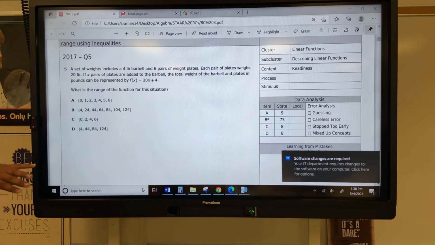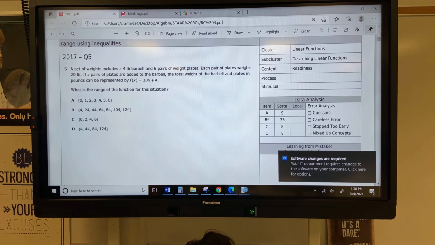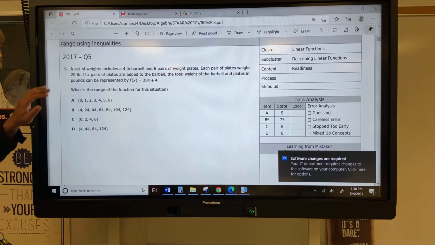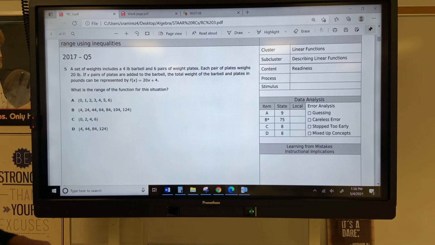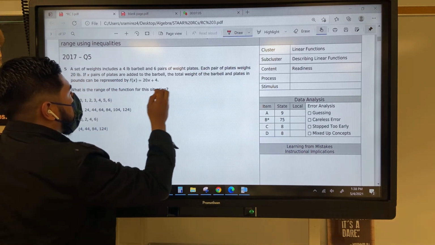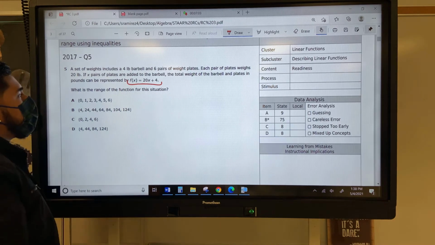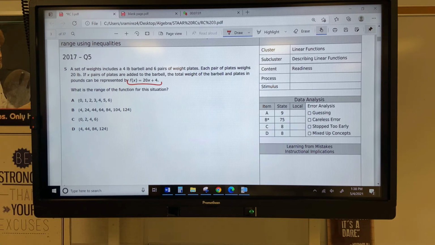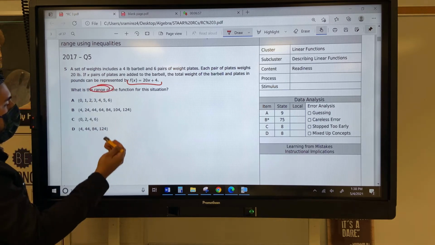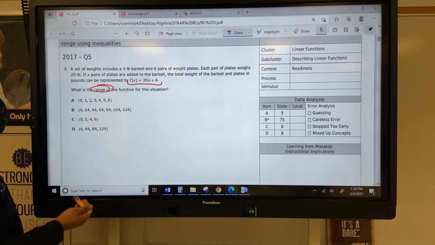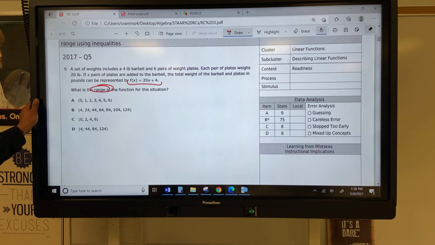Another story problem. Next problem. Have to write another equation. Actually, they already gave me the equation. Boom. What is it asking for? Okay, it's asking for the range. Well, right here, we can't really eliminate any answer choices, but let's read the problem.